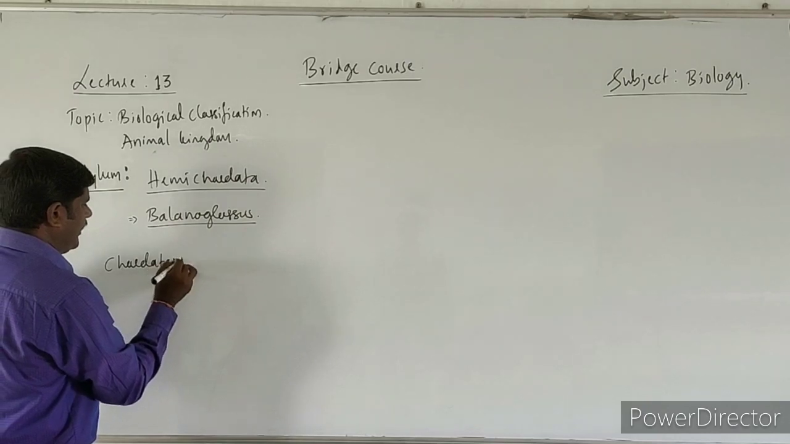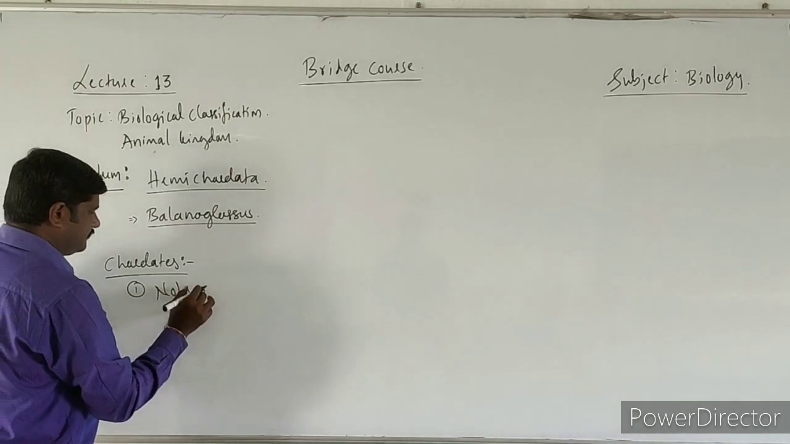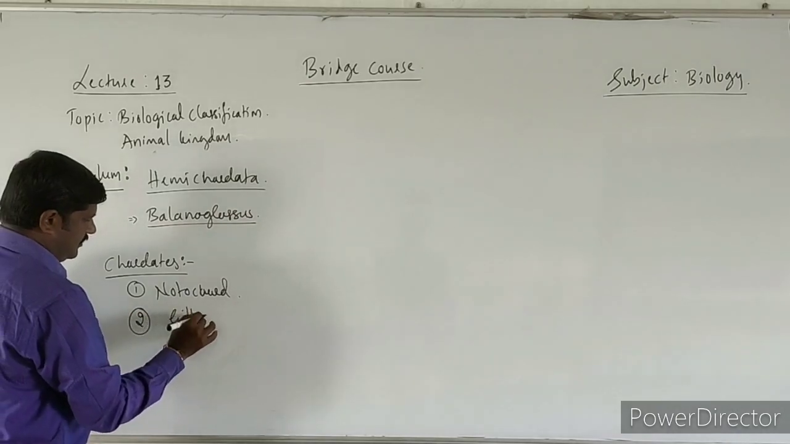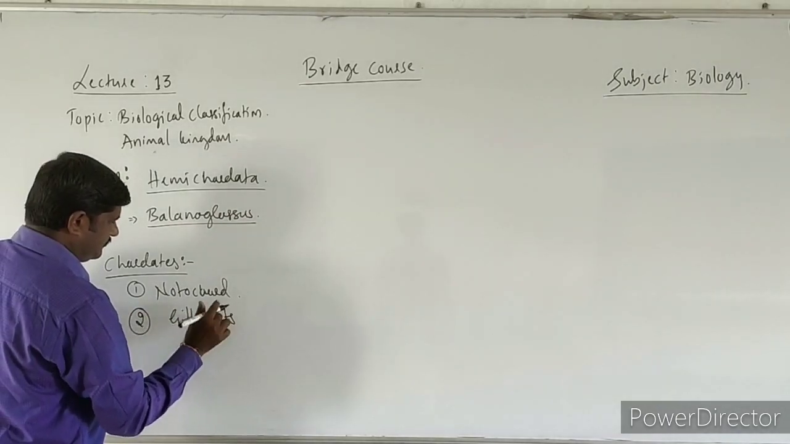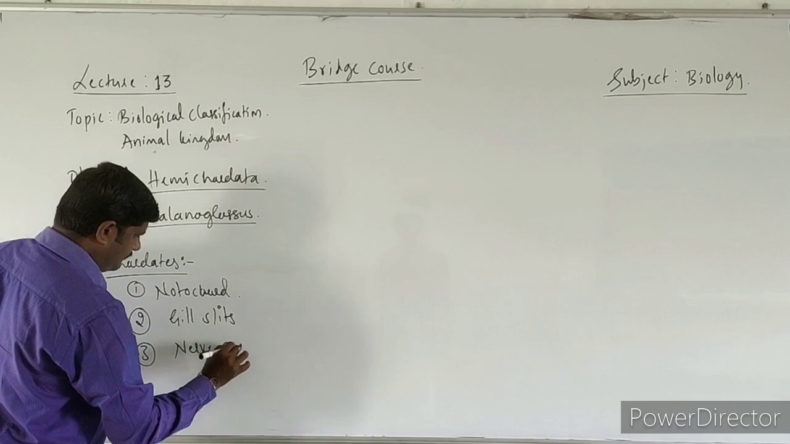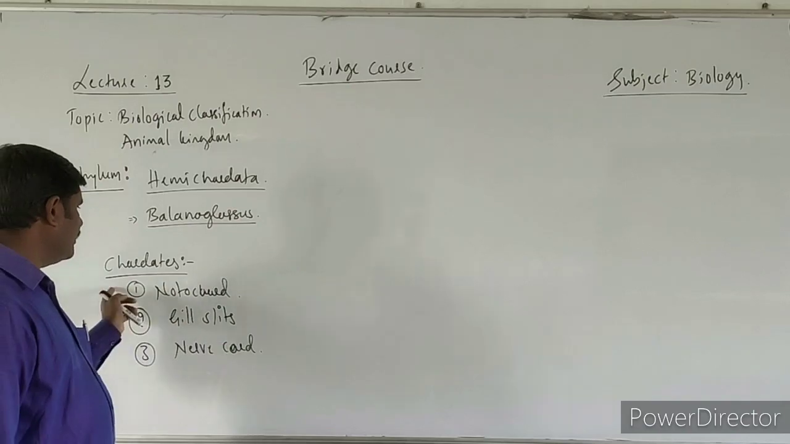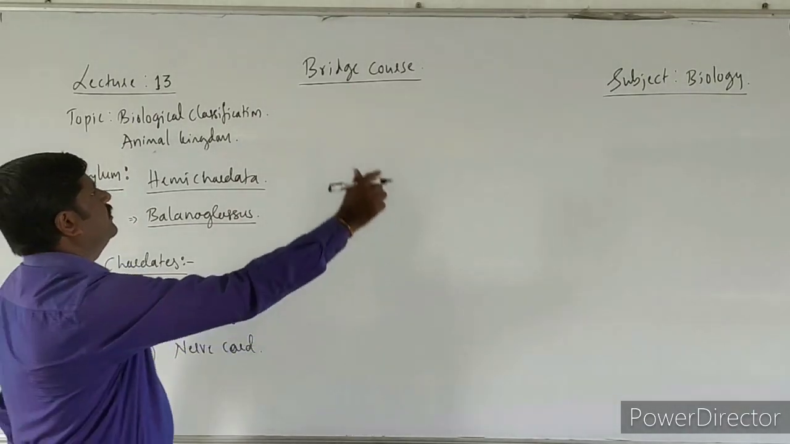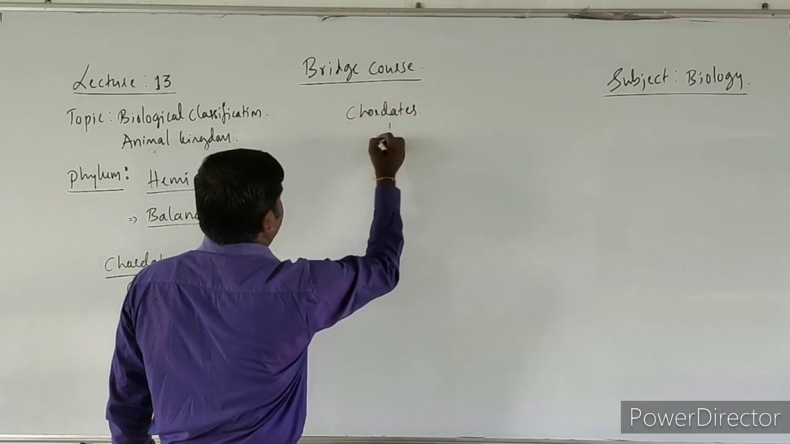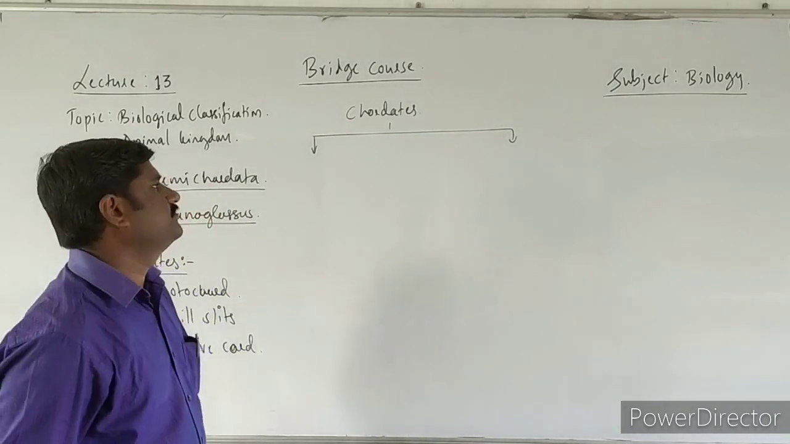Chordata or chordates have unique features like notochord, and the second one is gill slits, and third one is nerve cord. So these are the three unique features of chordates, right? So these chordates are again classified into different subphylums, right?